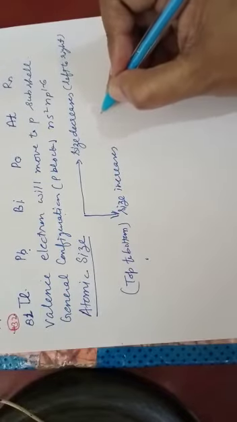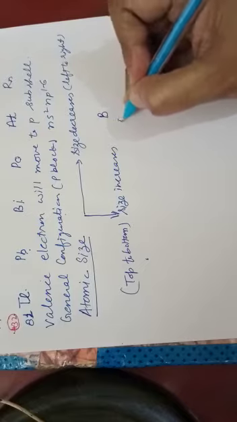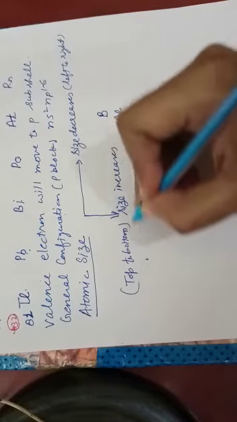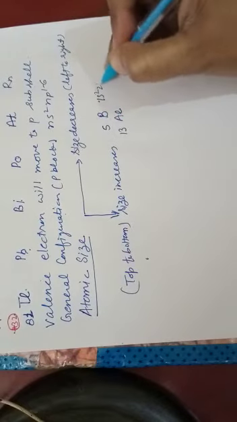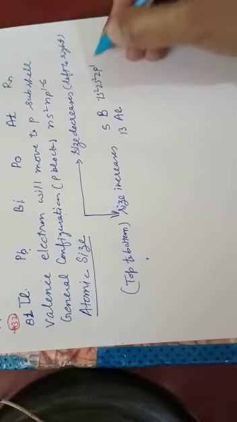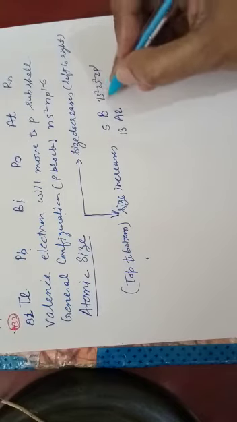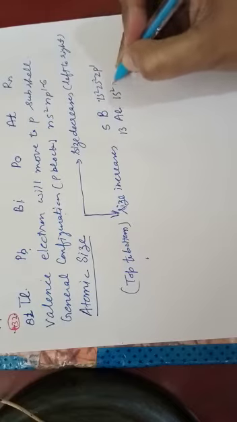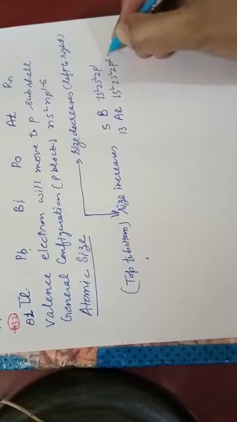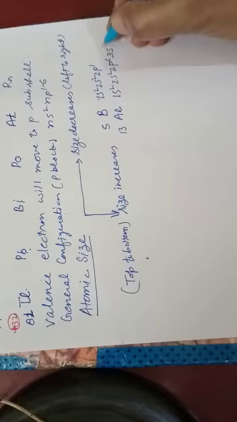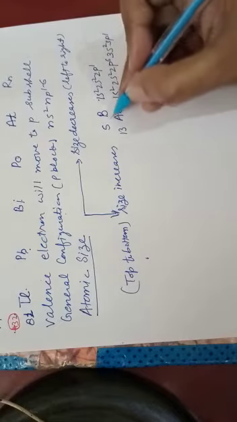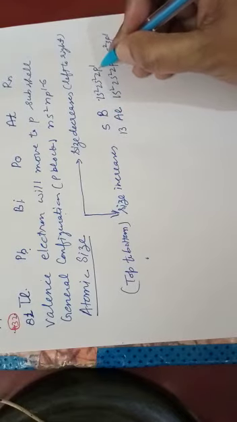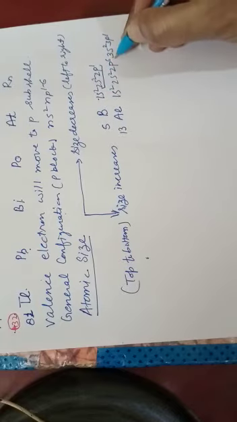We can compare boron and aluminium. We talk about size increasing top to bottom. 5 is the atomic number of boron and 13 is of aluminium. The electronic configuration of aluminium is 1s2, 2s2, 2p6, 3s2, 3p1, and the electronic configuration of boron is 1s2, 2s2, 2p1. This is the p block.